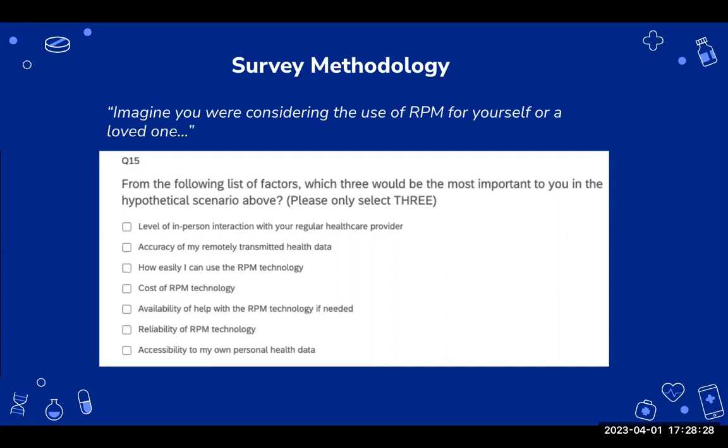Specifically within our survey, we presented our participants with a hypothetical scenario where we asked them to imagine that they were considering the use of an RPM platform for themselves or a loved one. Then we presented them with a list of 7 key influencing factors that our team had previously synthesized from the literature and asked them which 3 would be the most important given the hypothetical scenario presented.